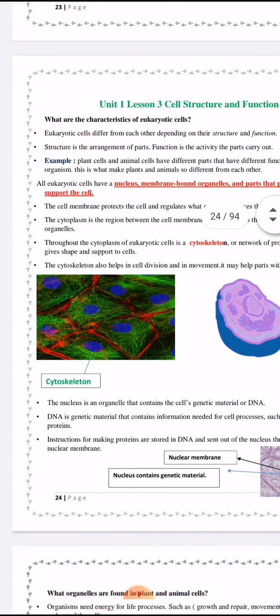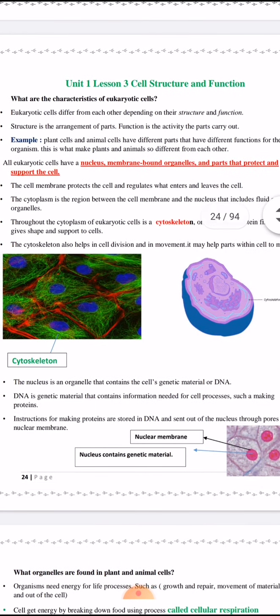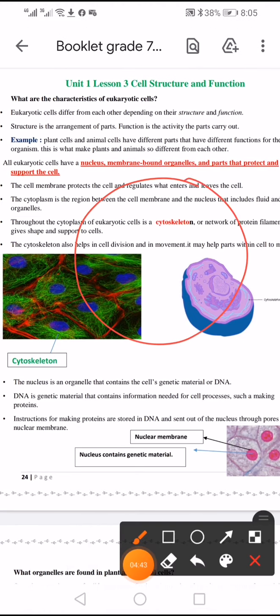The nucleus is an organelle that contains the cell's genetic material. We took this before. Inside the nucleus there is DNA. There is a cell, and its nucleus. Inside the nucleus there is DNA, the genetic material. So the nucleus is an organelle that contains the cell's genetic material, or DNA.